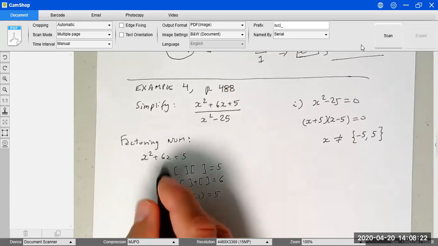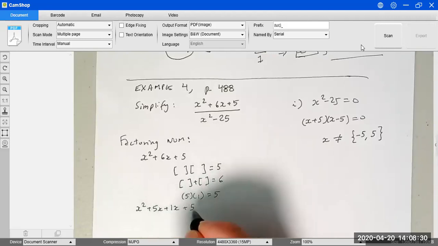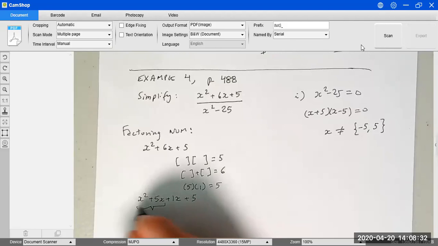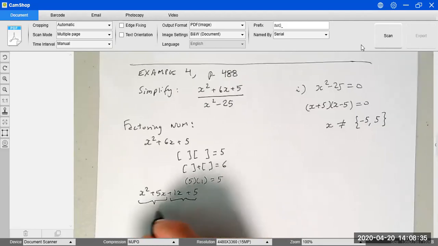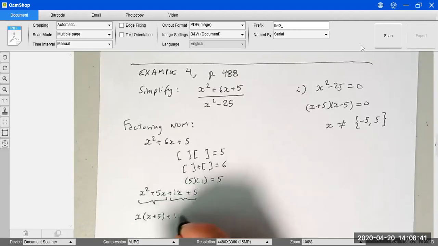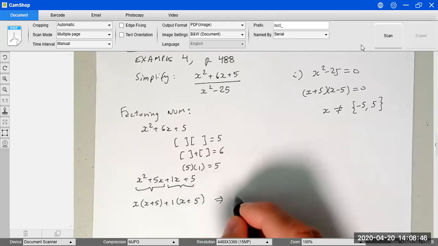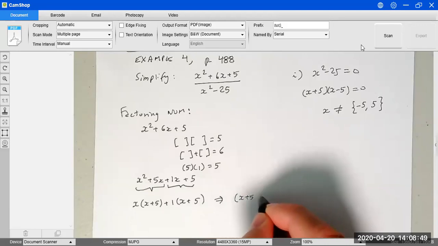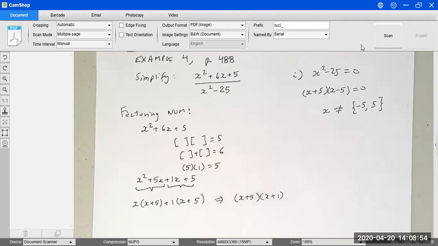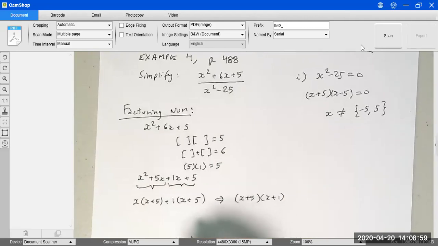So we can break this in two parts: x squared plus 5x plus 1x plus 5. Then you do factoring by grouping. This is x that multiplies x plus 5, plus 1 that multiplies x plus 5. So at the end of the day, my numerator is going to become x plus 5, the common binomial, and x plus 1, the binomial containing the greatest common factor. So that's my numerator written in factor form.